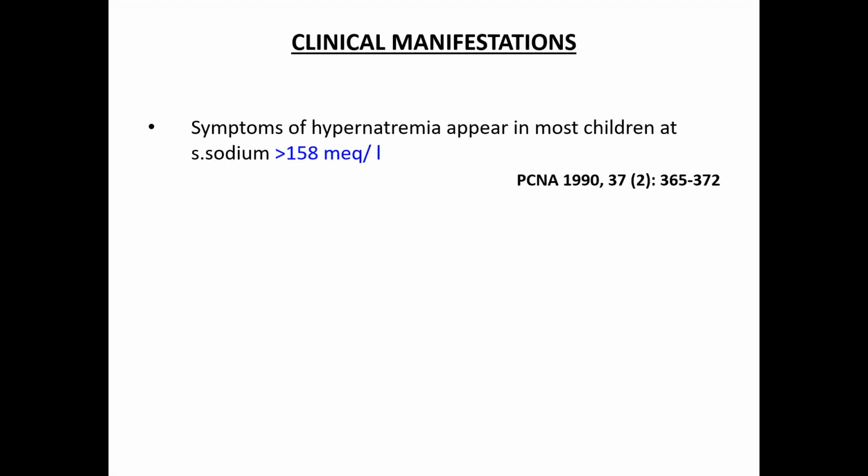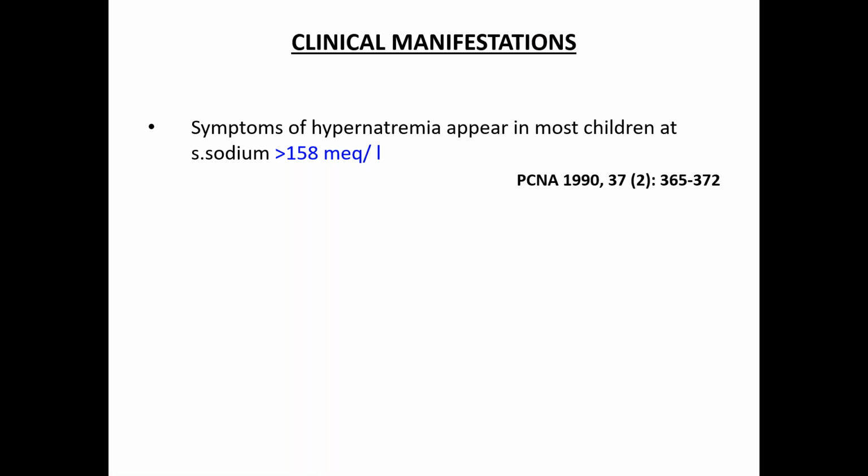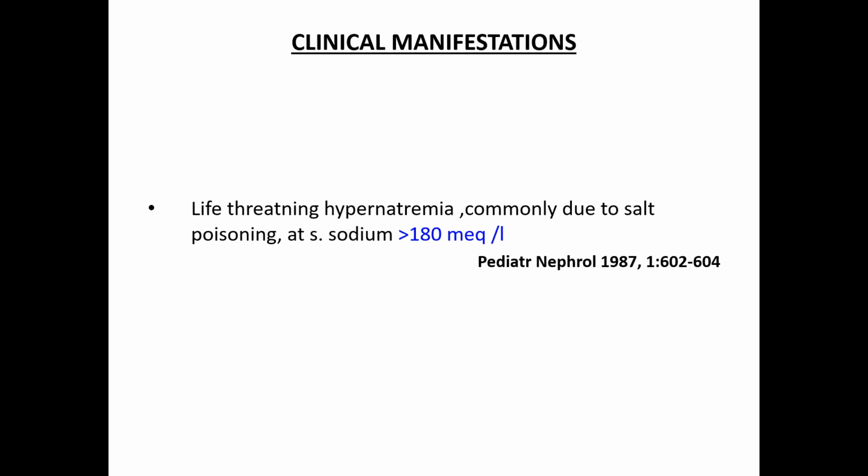So we know that the clinical manifestations mostly occur when the sodium is more than 158. We remember the osmolarity was 2 into sodium. So a normal osmolarity is how much? 270 up to 285. On a sodium of 160, the osmolarity is 320. So remember, from a normal osmolarity, it is increasing by 30, which is when the patient starts having features. And life-threatening illness occurs at a sodium of 180, which is an osmolarity of 360.